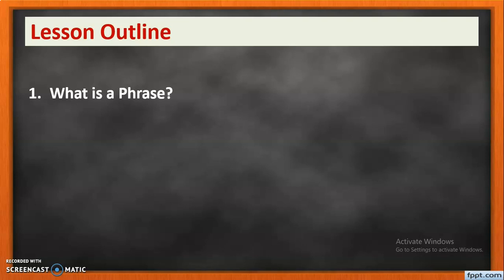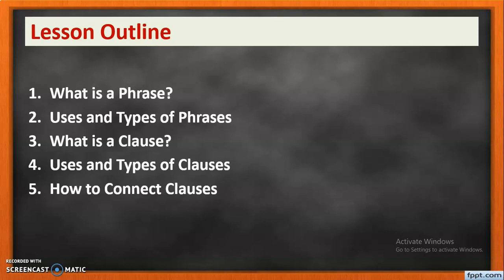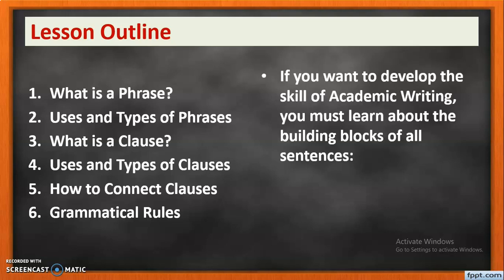First, we are going to talk about what a phrase is, and then we're going to see the uses and types of phrases, and then the third section is going to be about clauses, the meaning of clauses, the uses and types of clauses, how to connect clauses in sentence writing, and lastly, we are going to see the grammatical rules. So as a base, if you want to develop the skill of academic writing, you must learn about the building blocks of all sentences, and these are phrases and the clauses. So let's start with a warm-up.